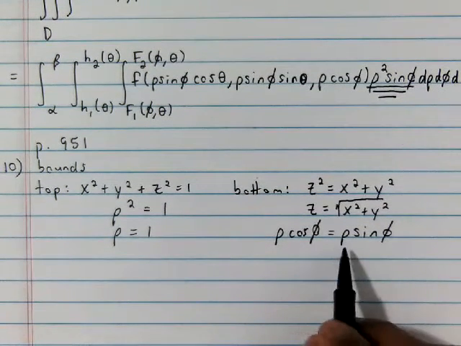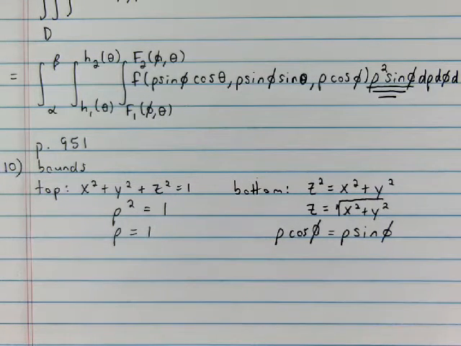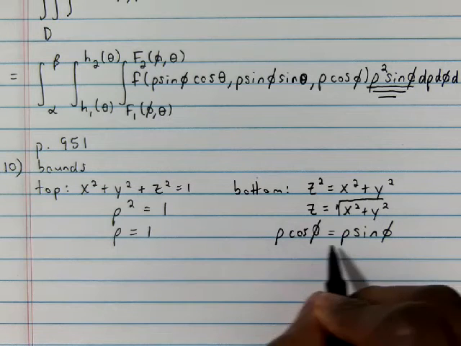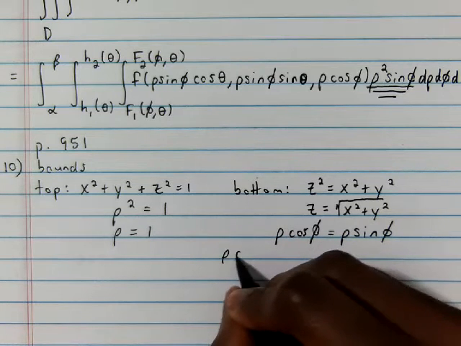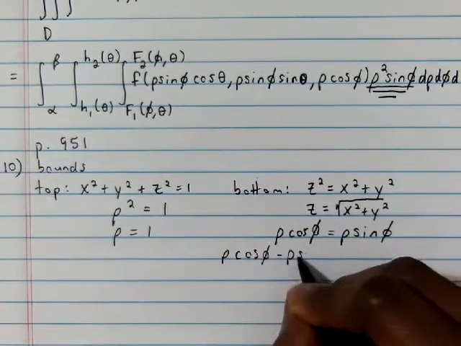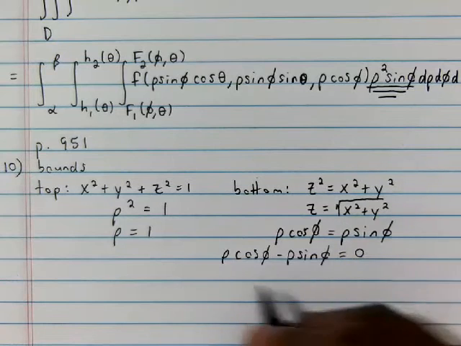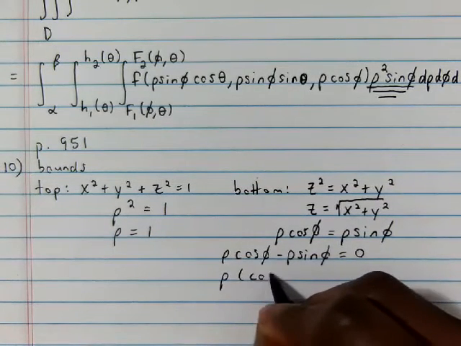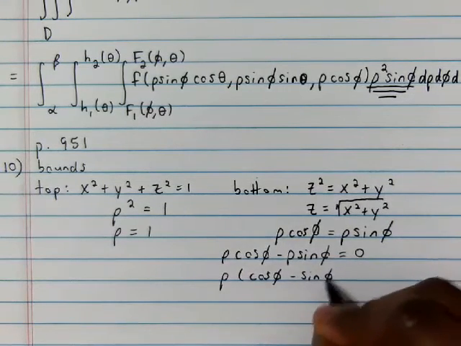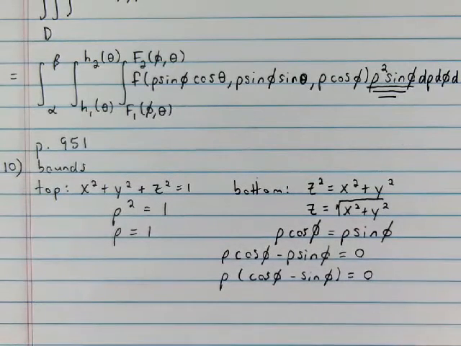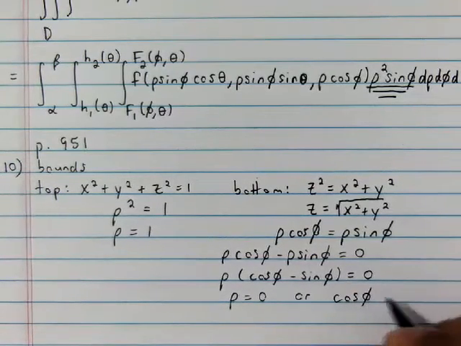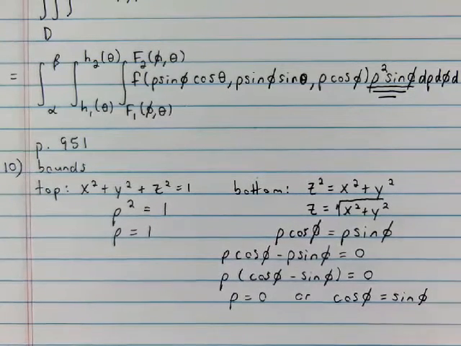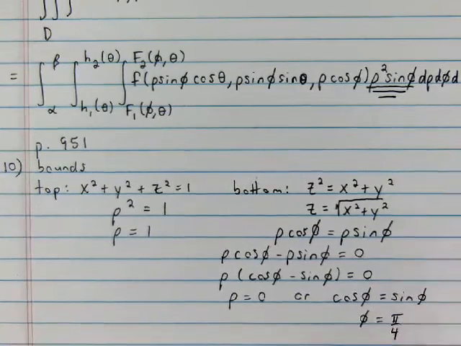Make sure we do our algebra correctly here, otherwise we'll lose some pertinent information. We want to move everything over to the left. We can't immediately divide by rho because rho could be 0, so the way we account for that is to move everything over to one side. So rho cosine phi minus rho sine phi equals 0. Then we factor out a rho. We get rho times the quantity cosine phi minus sine phi equals 0, which tells us rho equals 0 or cosine phi equals sine phi. And cosine phi equals sine phi tells us that phi will be equal to pi over 4.